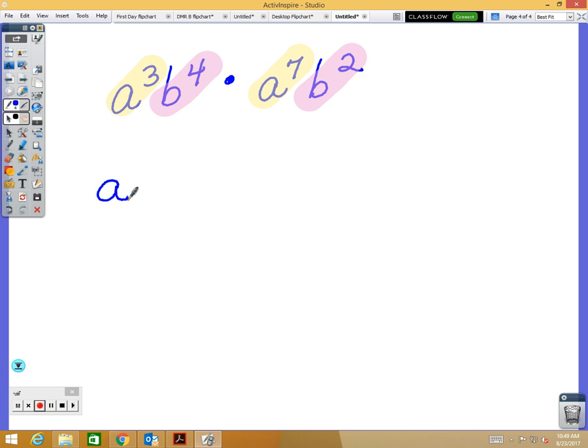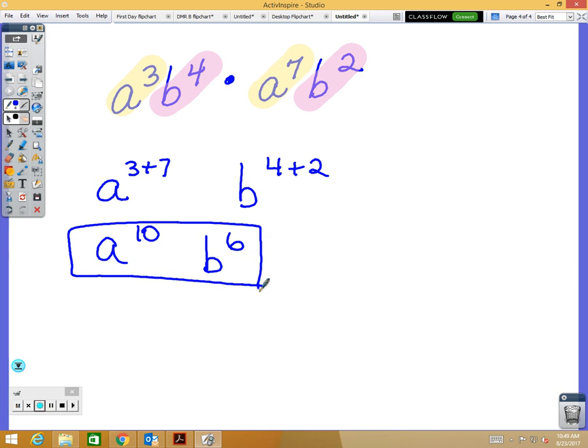The a's: 3 plus 7, which is a to the 10th. And then your b's would be 4 plus 2, which would be b to the 6th, and that is your answer. So we're looking at our a's only in both terms. Those are called terms, by the way. a to the 3rd, a to the 7th. So we keep our a, 3 plus 7. There it is. That was my yellow one.